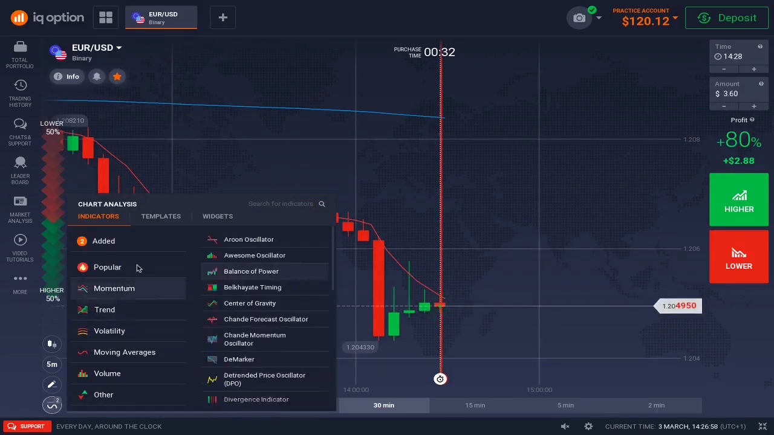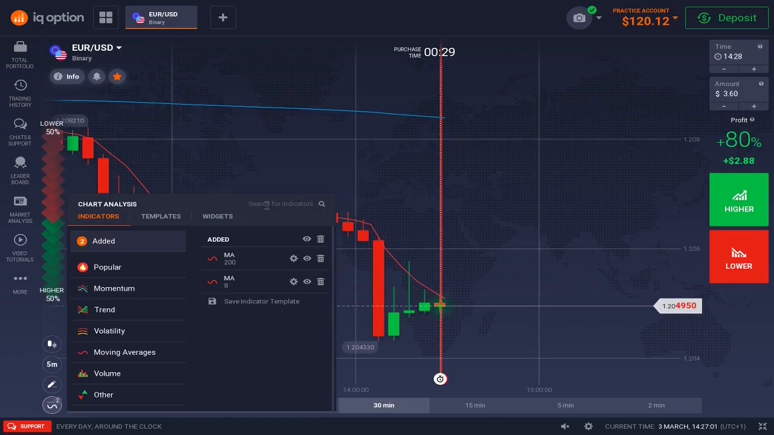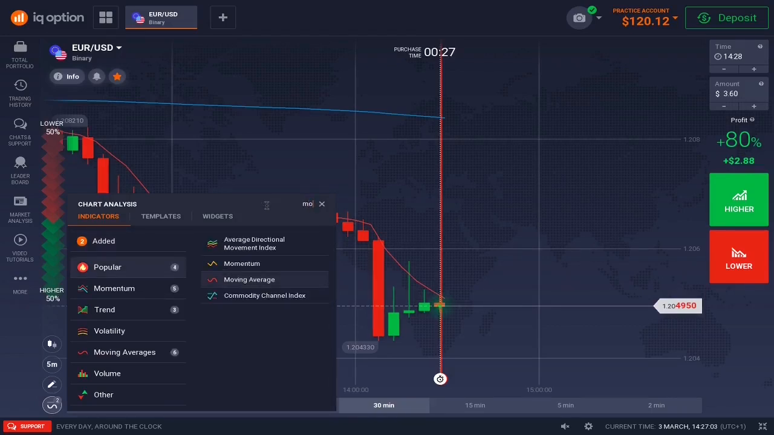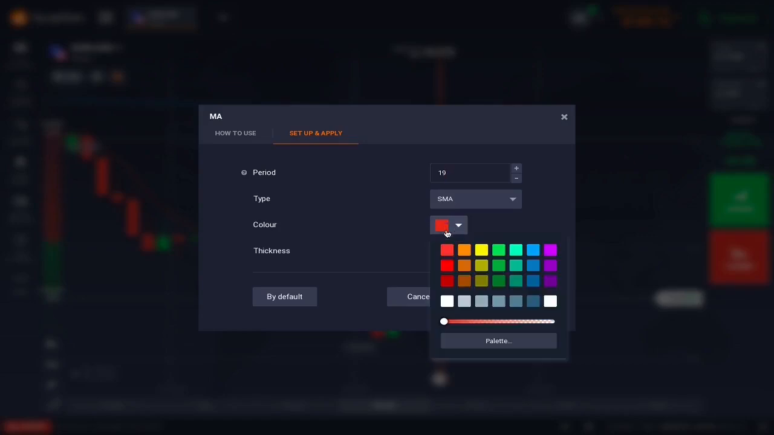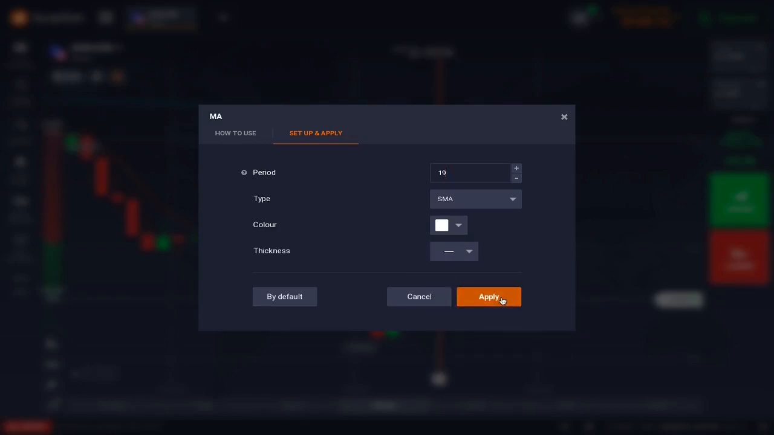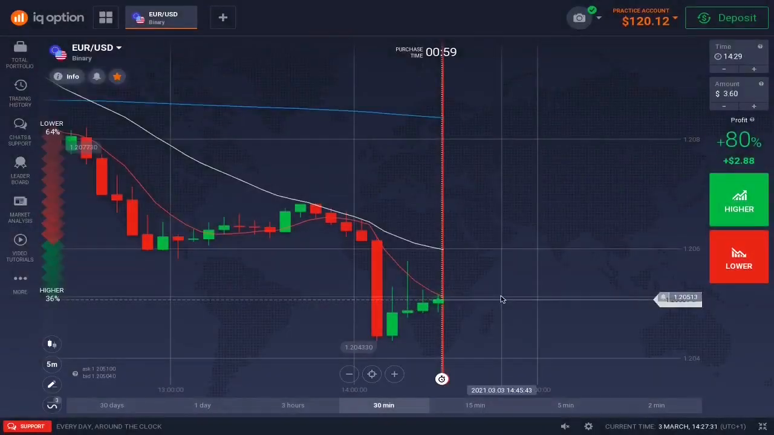Then you go to indicators again. You type moving average. You set it to 19. You leave this one at a simple moving average, SMA. You set the color to white. Then you apply.